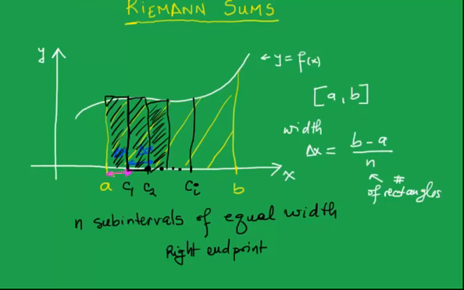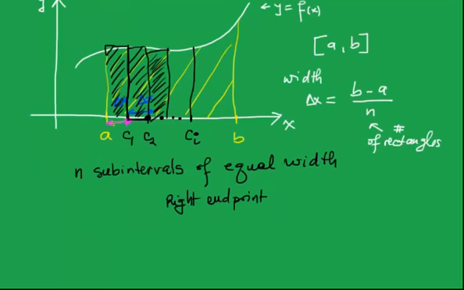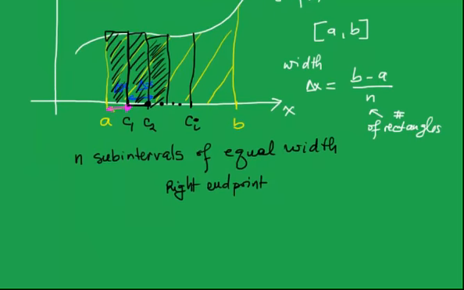Now, before we move on, we have those endpoints C1, C2, Ci. We need to find an expression for them. So C1, for example, C1 is equal to A, this number here, A, and then plus this length. And we know what that length is. That length is delta x.